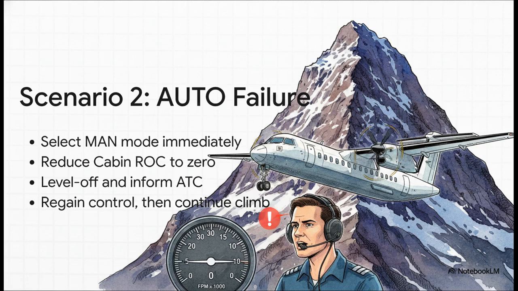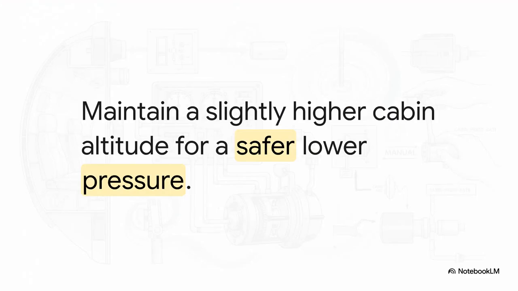At the exact same time, you need to level off the aircraft. Get on the radio, give ATC the appropriate call, and pause. Once you've firmly regained control of the pressurization, then you can continue the climb, managing the pressure according to the placard. And here is a really brilliant built-in safety buffer that the manual points out.